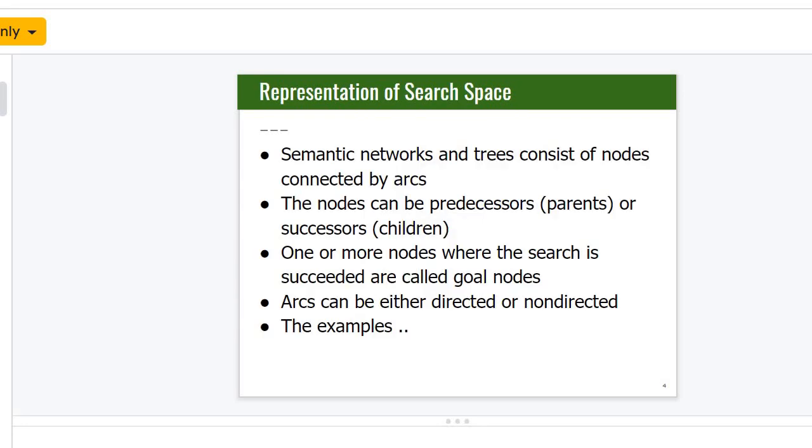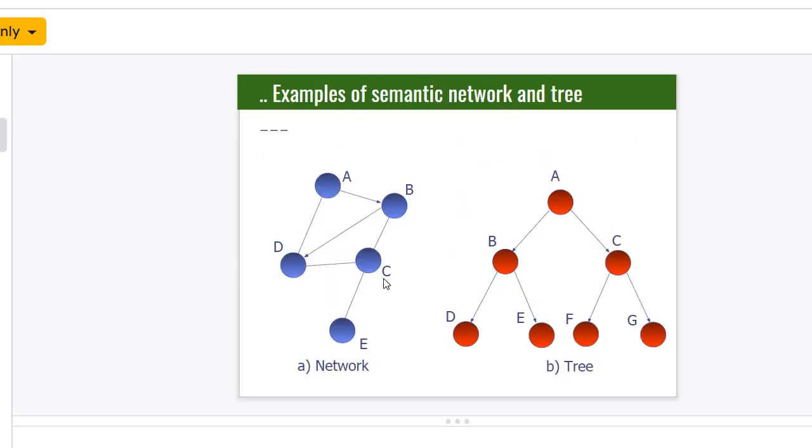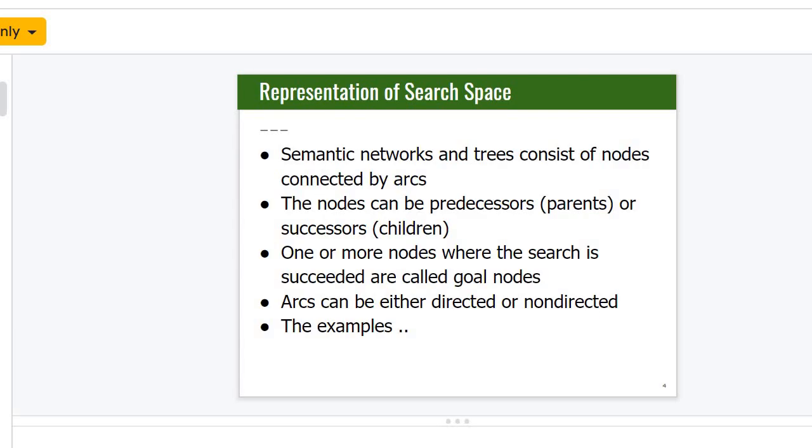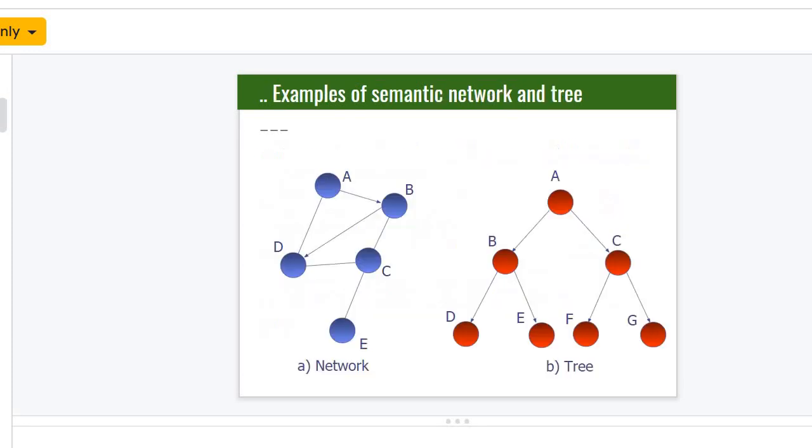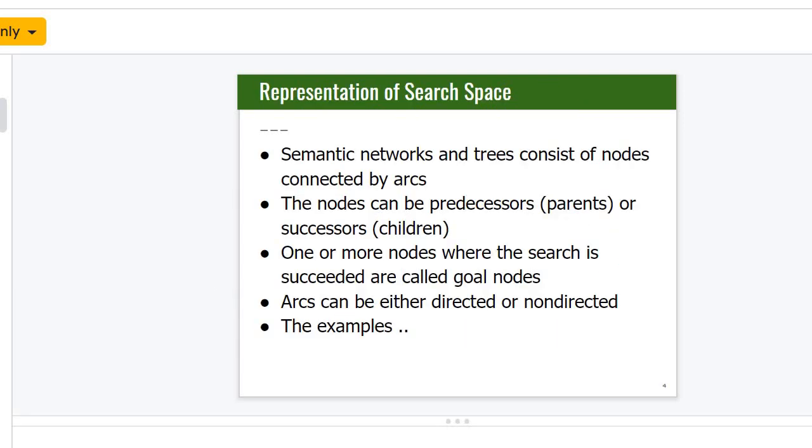Now the question comes: how are we representing our search space? Normally we say that our search space is represented by a semantic network. This is the diagram of a semantic network. In this diagram, you can see that it consists of nodes. I already told you before that these are the nodes A, B, D, E, F, G, C. These are called nodes in the graph or network, whatever you want to say.